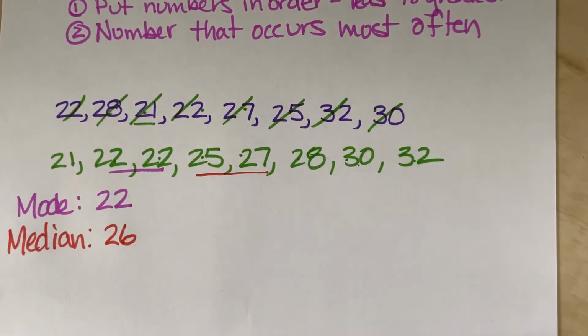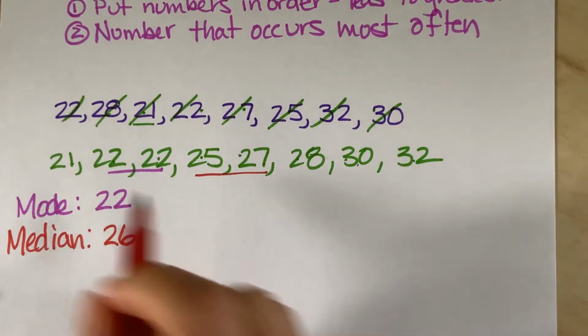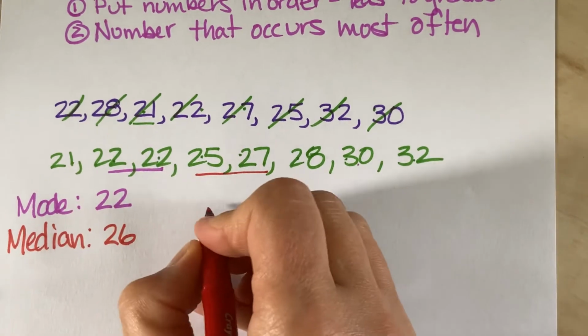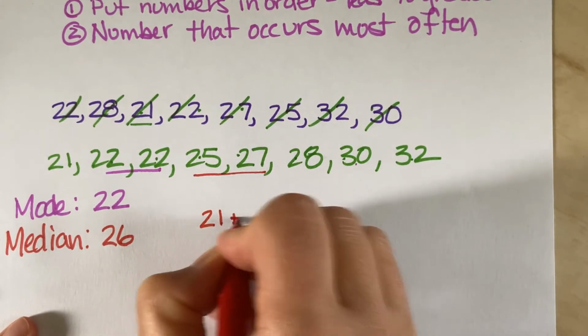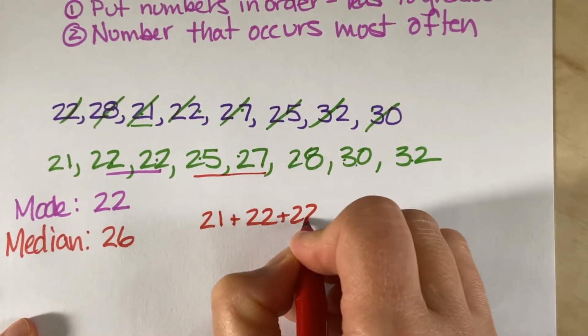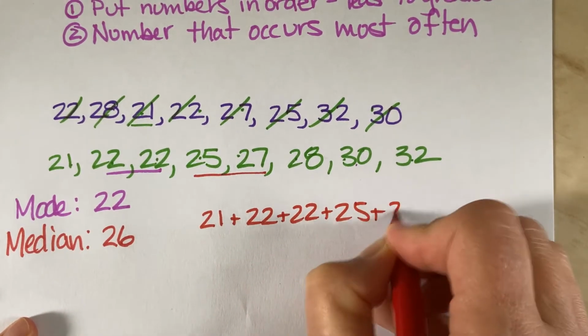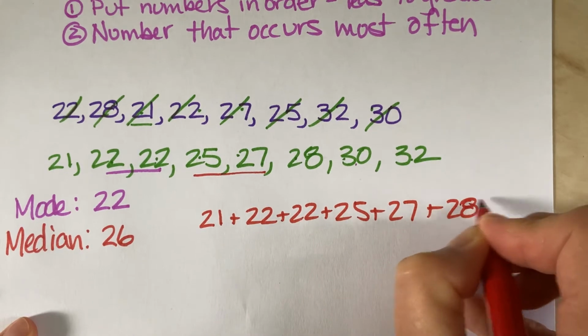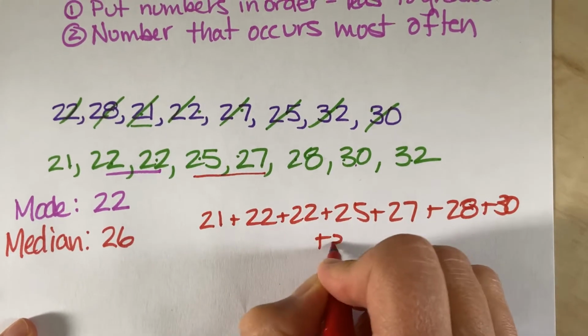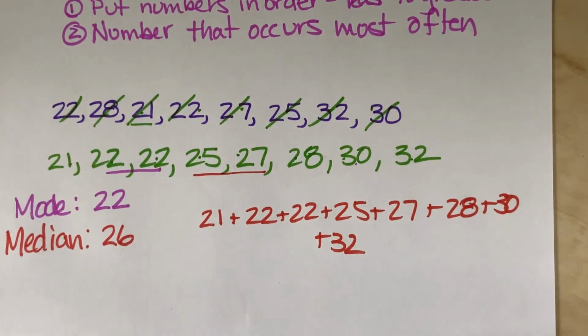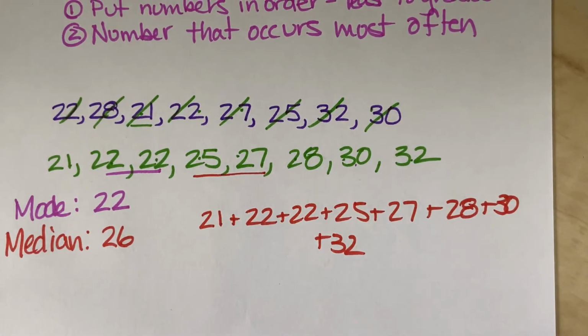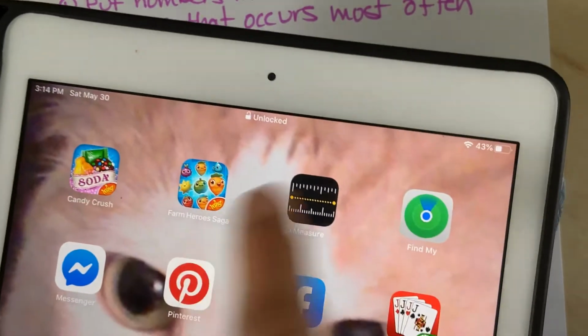For mean, what I would do is add up all these numbers. I have 21 plus 22, and I'm going to add on a calculator, but I'm just going to write it out. 22 plus 22 plus 25 plus 27 plus 28 plus 30 plus 32. I probably could have done this ahead of time, but I did not, so it's going to take me a second. My iPad calculator going here.